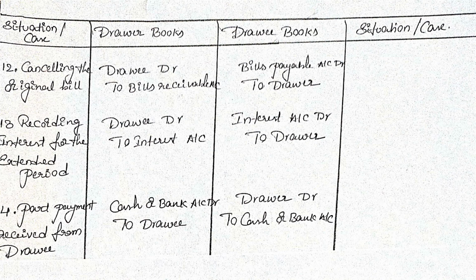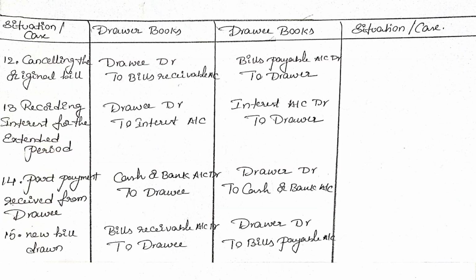Our next situation is part payment received from drawee. If at all the drawer has received some part payment while cancelling or before cancelling the bill, then the journal in drawer books will be cash or bank account debtor to drawee. In drawee books, the journal will be drawer debtor to cash or bank account. Once the new bill is issued, in the drawer books, the journal will be bills receivable account debtor to drawee. In drawee books, the journal will be drawer debtor to bills payable account.